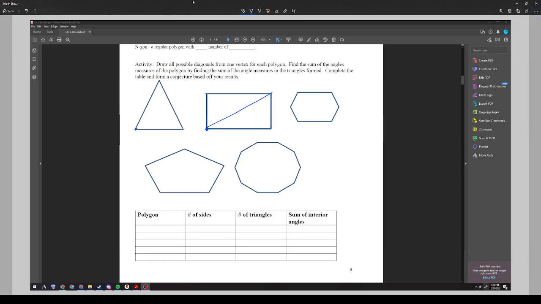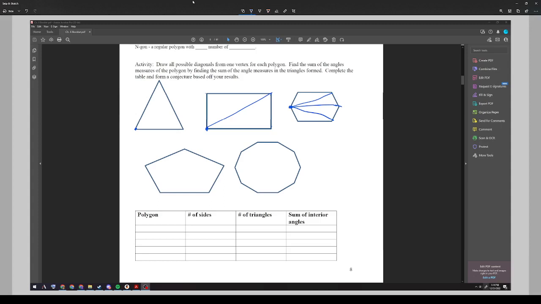This one I drew a bunch of diagonals, but if we just pick one, let's just pick this one, and we're going to connect all of its diagonals. So we can't connect to these two because those are sides. So we can draw 1, 2, 3 diagonals. And then I want you to go ahead and draw the other 2 if you haven't already. So draw all of your diagonals and see what you end up with.